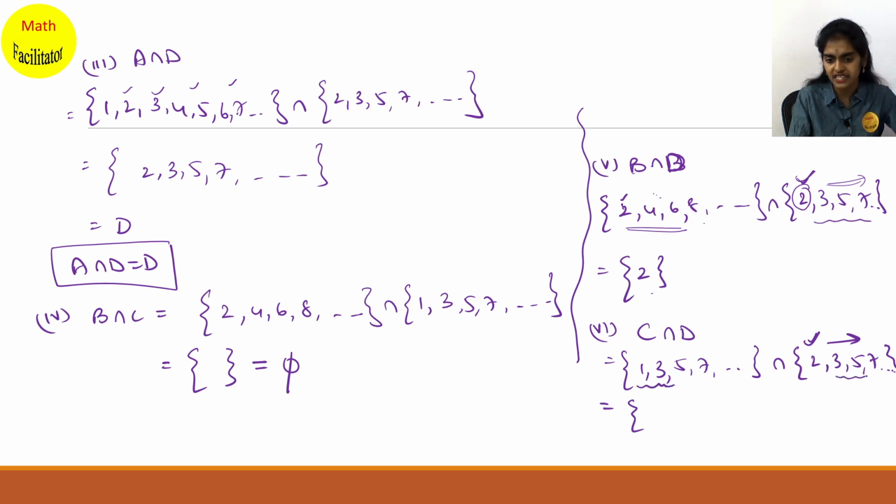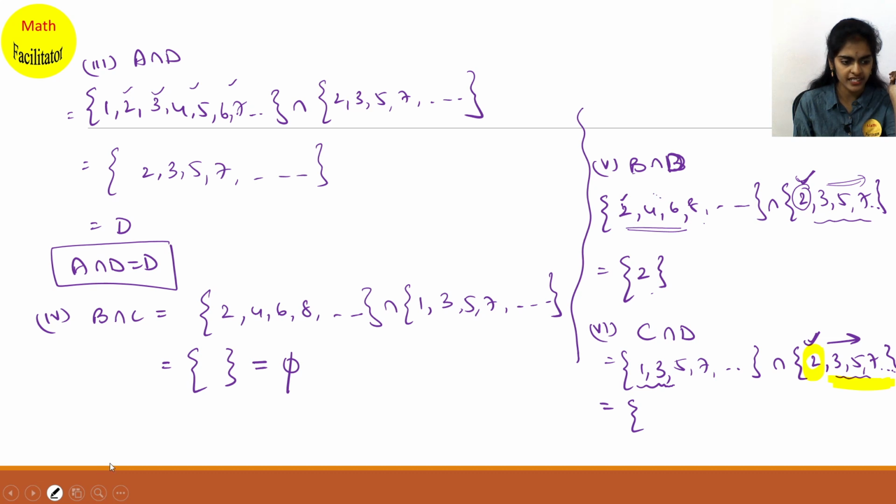Here you have 3, 5, 7. All the other elements of this prime number set are odd numbers. Only 2 is the even number. So if you take common, all these numbers are common, right?